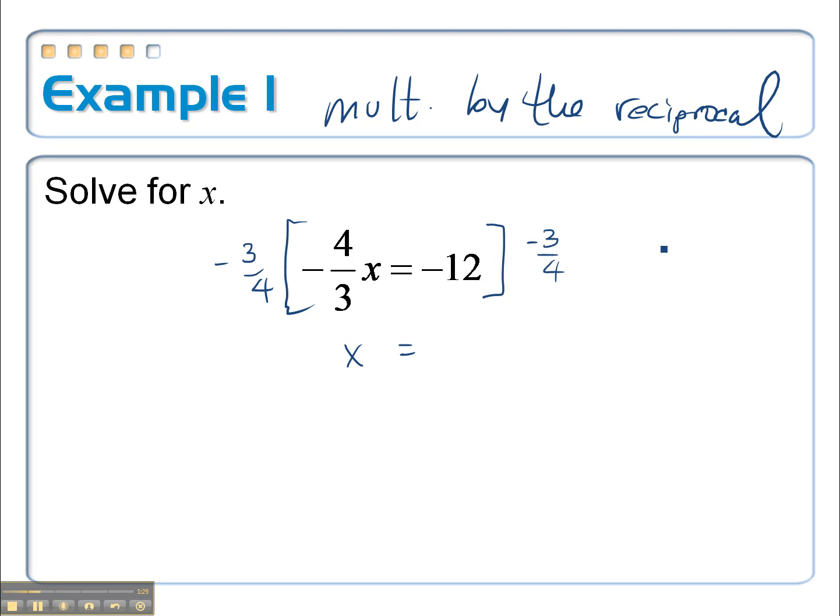So over here I'll do my multiplication. Negative 12 means negative 12 over 1 times negative 3/4. Now the negatives will cancel out. 3 times 12 is 36, divided by this 4 is 9. Okay. Now 9 is the number that when I stick it back in here, negative 4/3 times 9 gives me negative 12. It's the only number that makes that a true statement.